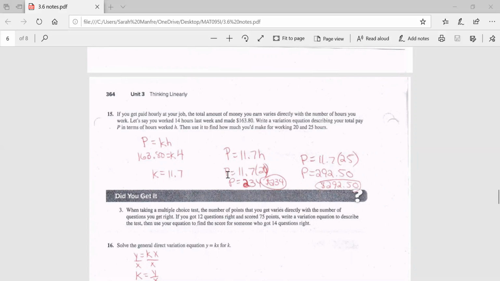So I'm going to plug that in. The amount of money you make is equal to 11.7 times how many hours you work. Plug in 20, plug in 25, and you'll figure out the costs.